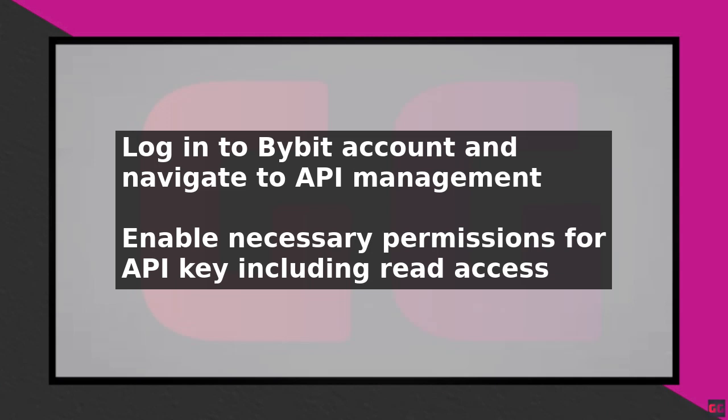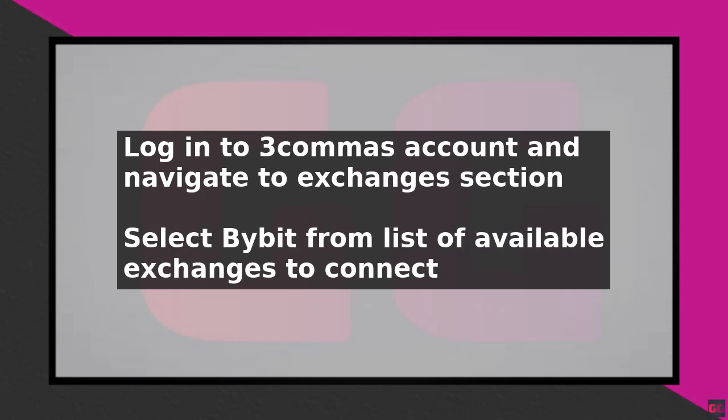Next, log into your 3Commas account and navigate to the Exchanges section. Click on the Connect Exchange button and select Bybit from the list of available exchanges. You will be prompted to enter your Bybit API key and secret key.